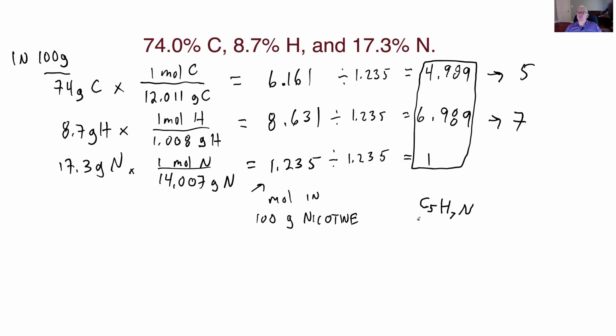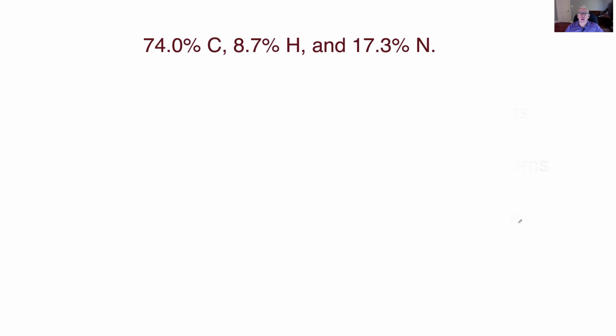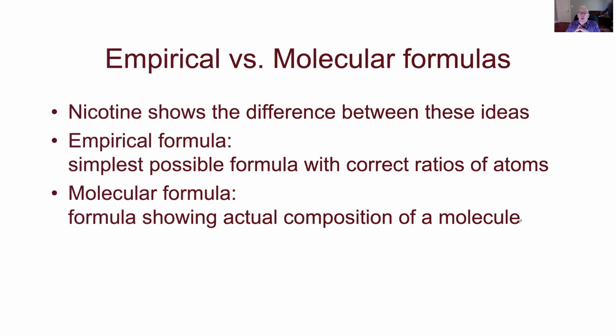Notice that this formula is very much not what we got before, okay? So that should trouble us a little bit. We got two different formulas, all right? And so let's talk about why that is to wrap ourselves up here. We have two different kinds of formulas. The one I just found, the C5H7N, that's what's known as the empirical formula. It has the right ratio of atoms, but it doesn't know how big the molecule is, okay?